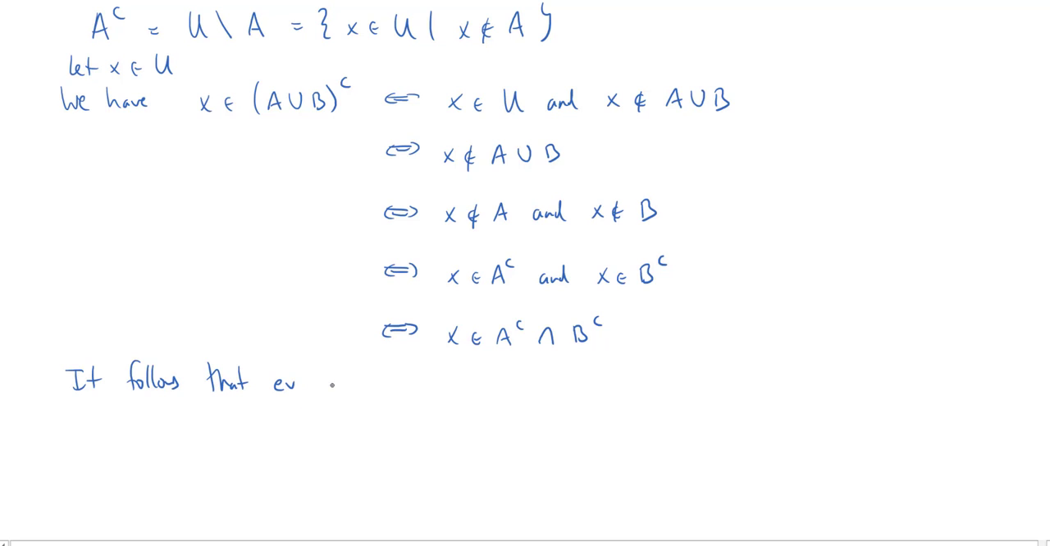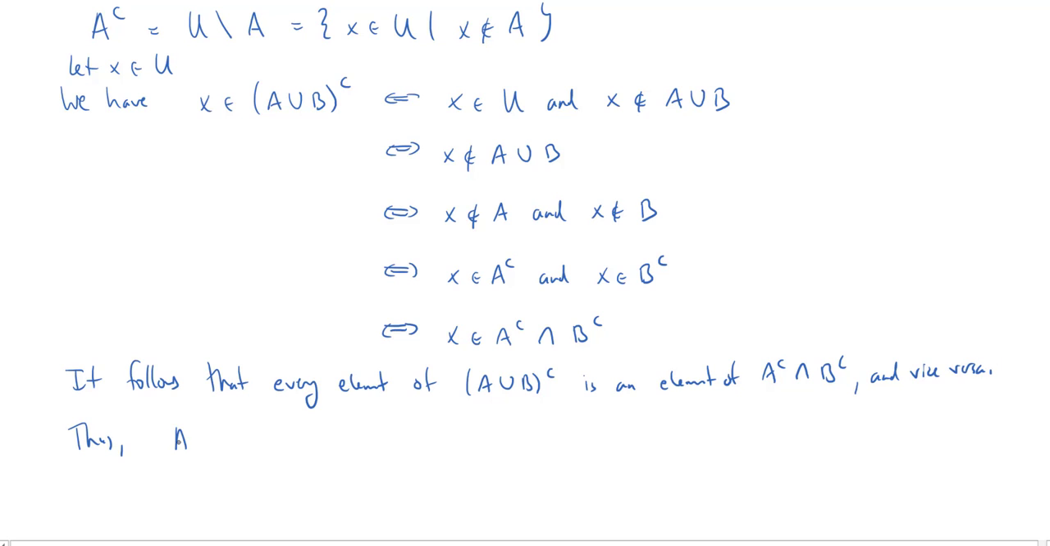that every element of A union B complement is an element of the intersection of A complement and B complement, and vice versa. Thus, A union B complement equals A complement intersect B complement.